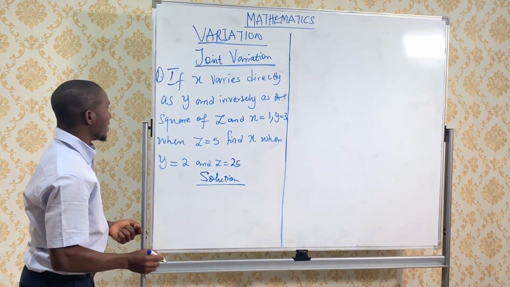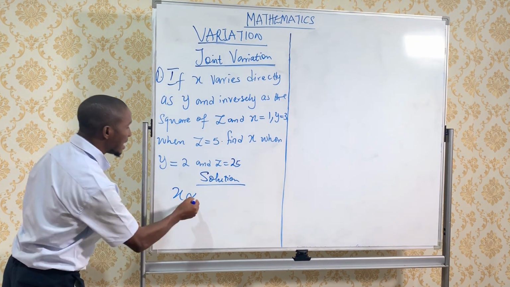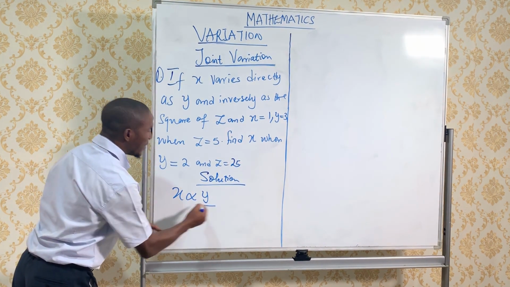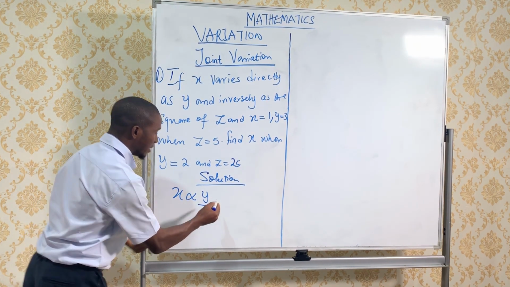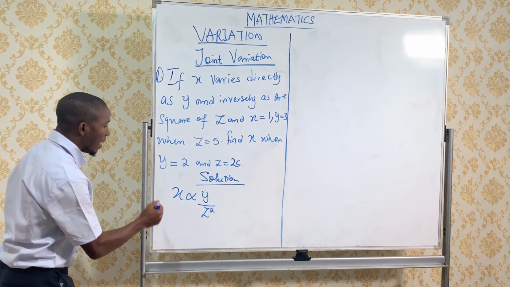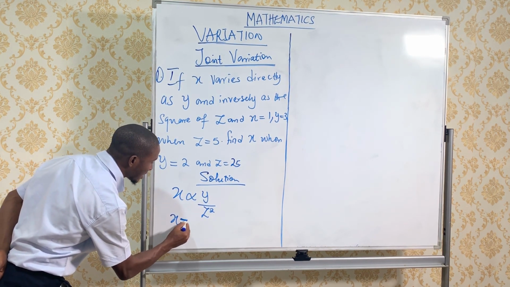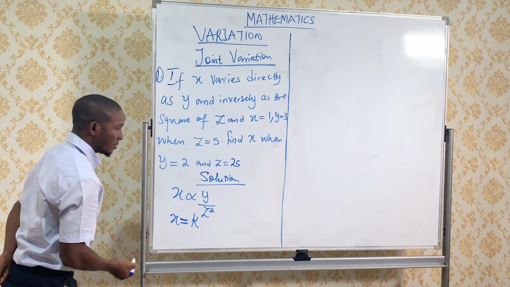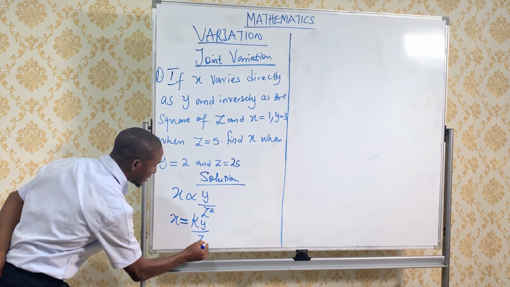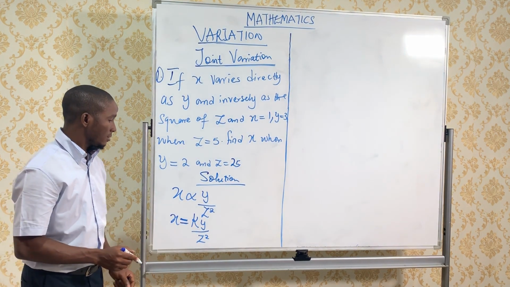From the first sentence of the question, you are given that x varies directly as y, and the same x varies inversely as the square of z. This is the meaning of that statement. Now, we can remove the variation sign by putting an equal sign with a constant k. Then we are left with x equals k times y over z squared, where k is constant.